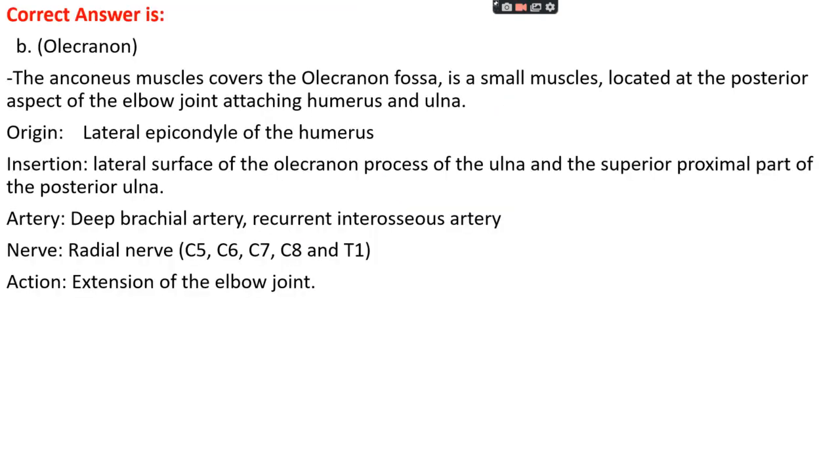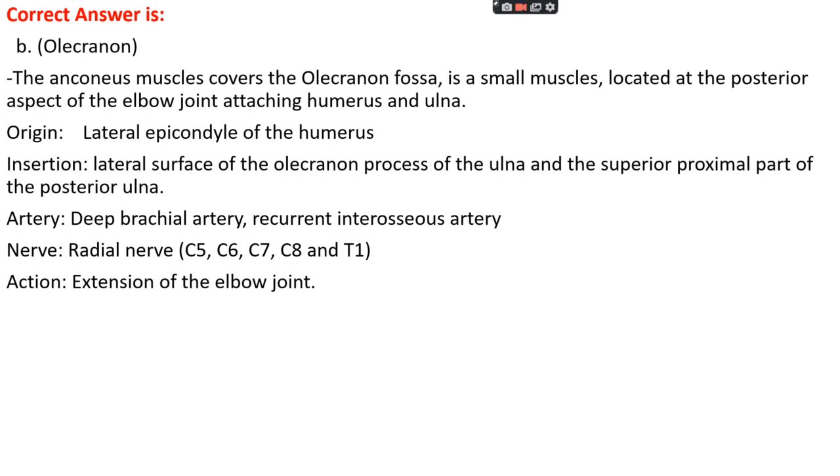The anconeus muscle covers the olecranon fossa. It is a small muscle located at the posterior aspect of the elbow joint, attaching humerus and ulna. Its origin is the lateral epicondyle of the humerus. Insertion of this anconeus muscle is the lateral surface of the olecranon of the ulna and the superior proximal part of the posterior ulna.